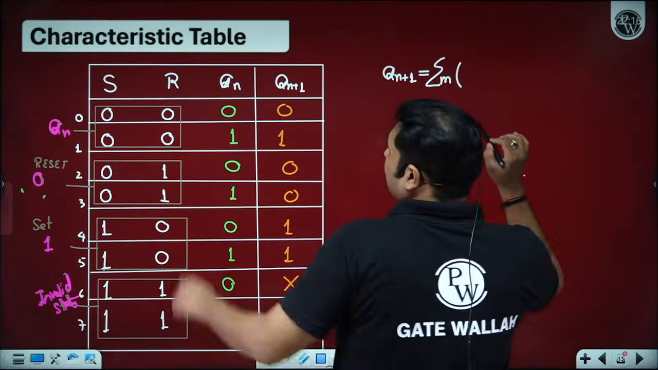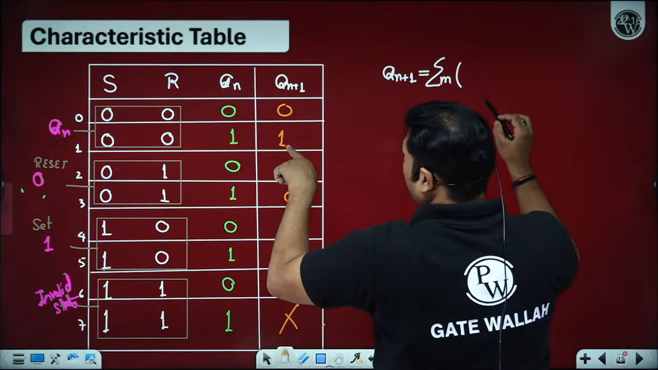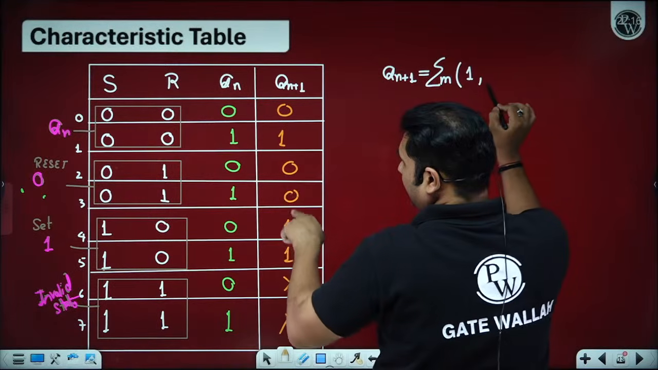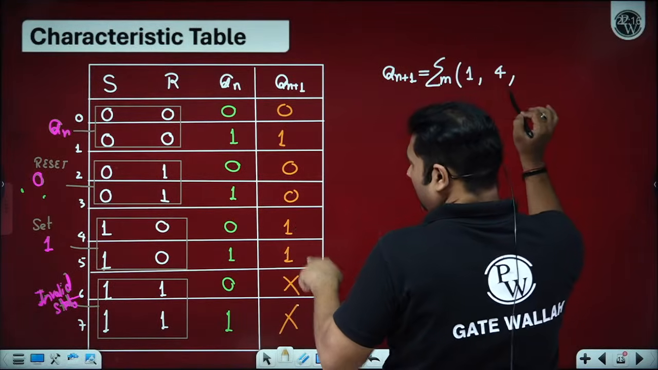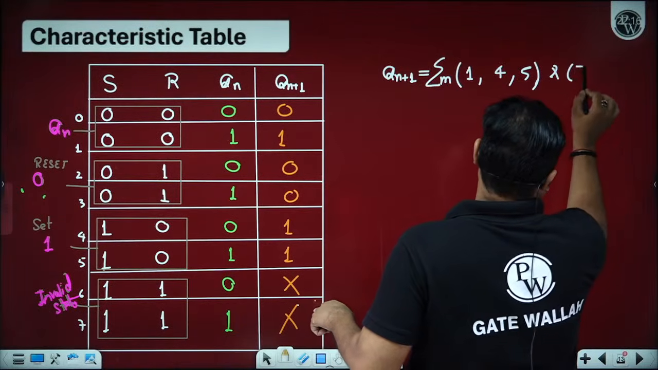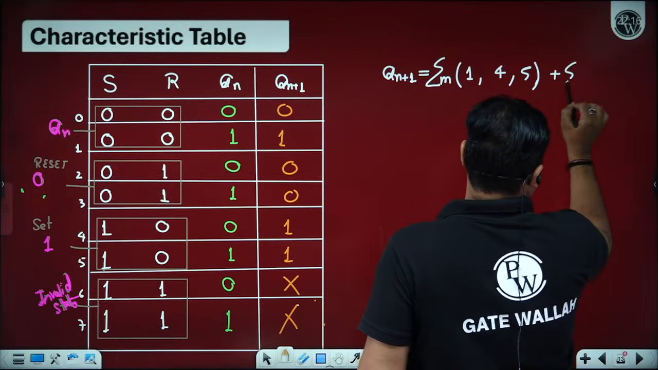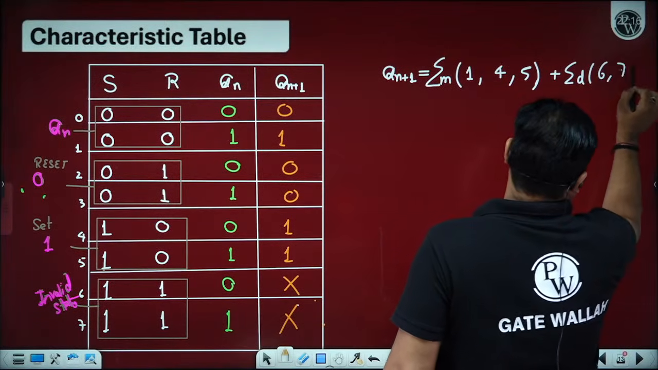With S as the MSB and Qn as the LSB, we are getting Qn plus 1 high on the binary conditions 1, 4, and 5. 6 and 7 are don't care. How many of you are able to understand, Betaji?